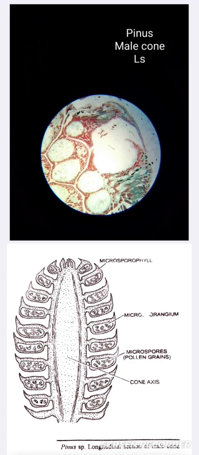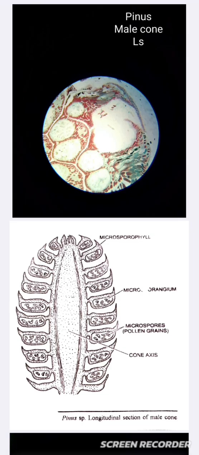After the transverse section of the stem, as we know, Pinus is dimorphic. That means it has two types of branches. That means it is divided into long shoot and dwarf shoot. The long shoot has unlimited growth, while the dwarf shoot has the characteristic of limited growth. So the male cone is present on the long shoot.